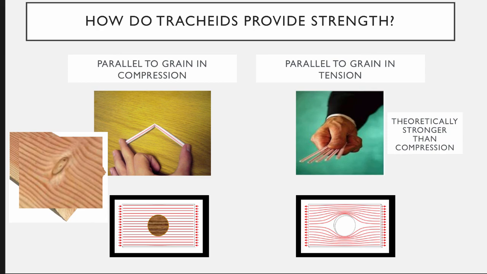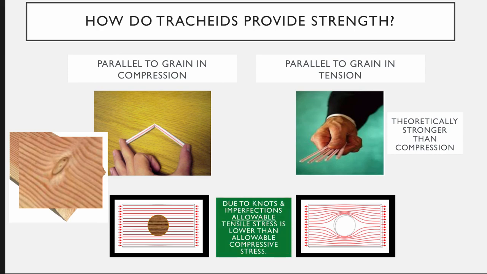It turns out that because we don't always know how large our knots are going to be and what they'll do to us stress concentration wise, the codes have set it up that the allowable stresses due to tension are lower than the allowable stresses due to compression. Even though if you had a perfectly clear board without any knots or imperfections, you should have much higher strength in tension than compression. But that's parallel to grain.